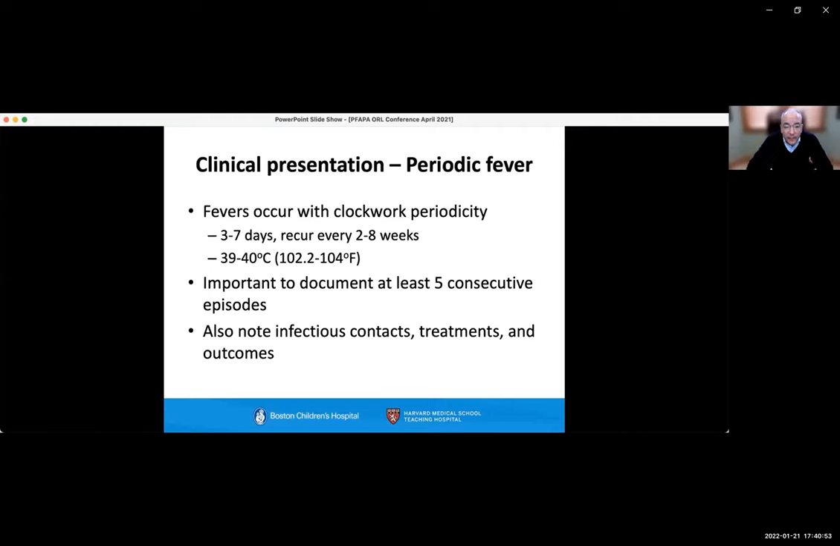The clinical presentation is that fevers occur with a very regular clockwork periodicity, typically every 3 to 7 days, recurring within a 2 to 8 week time period. Typically, it's more in the 4 to 6 week time frame, with fevers between 39 and 40 degrees Celsius. To make this diagnosis, it is important to document at least 5 consecutive episodes and to note any infectious contacts, prior treatments, and outcomes.